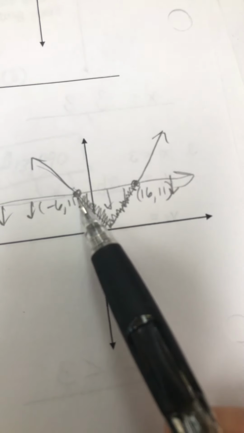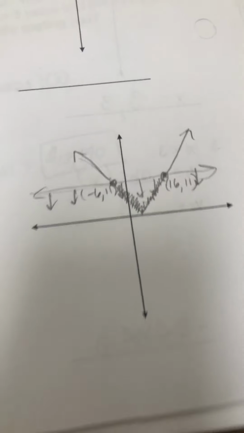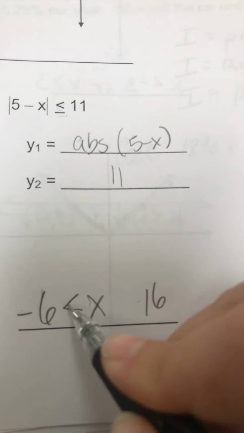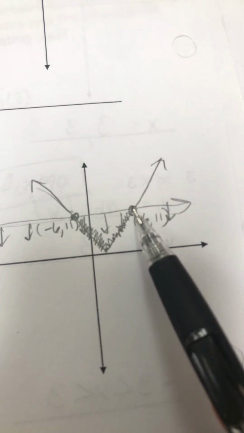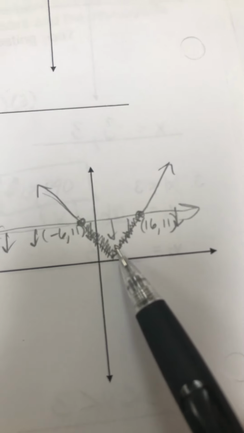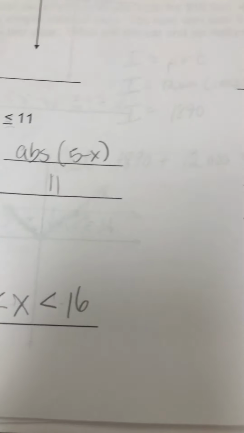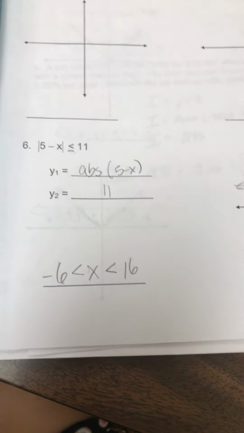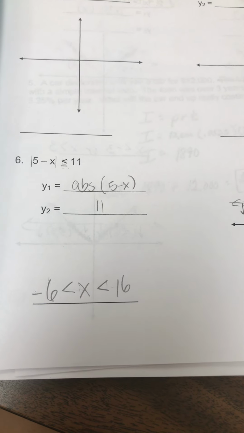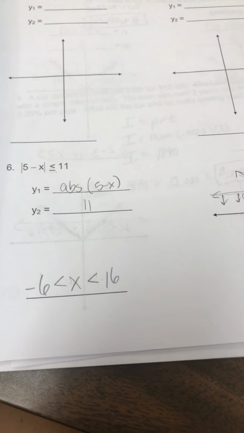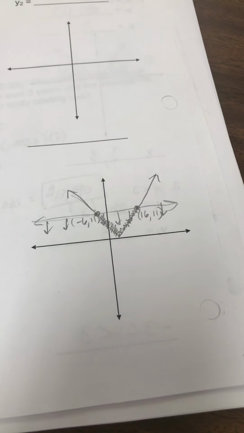Now we've got to find our signs. Starting from negative 6, what is happening to x? It's getting bigger. And then what is happening from 16? X is getting smaller. So you end up with negative 6 is less than or equal to x is less than or equal to 16. So it's a conjunction, right? It's everything in between those two.